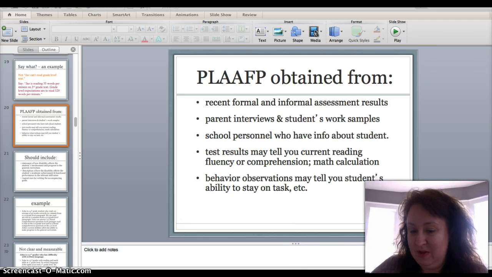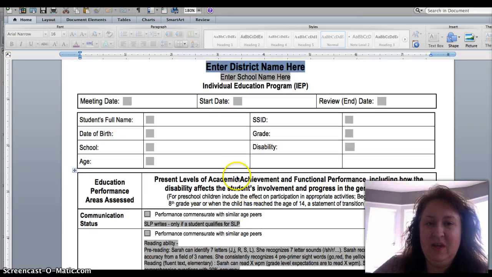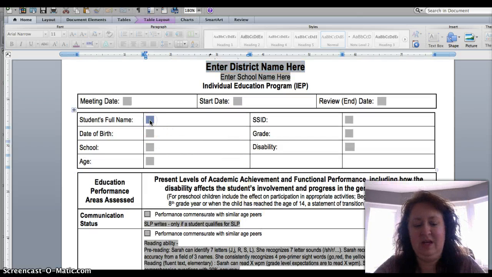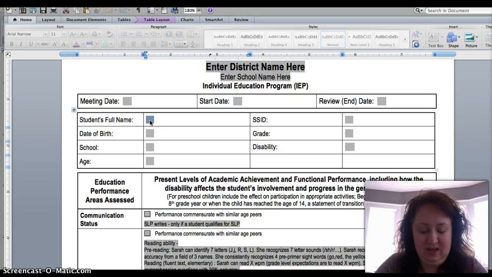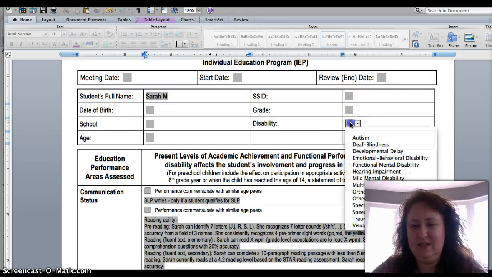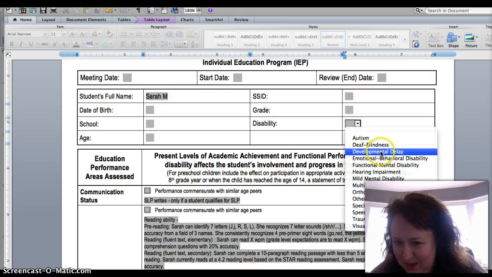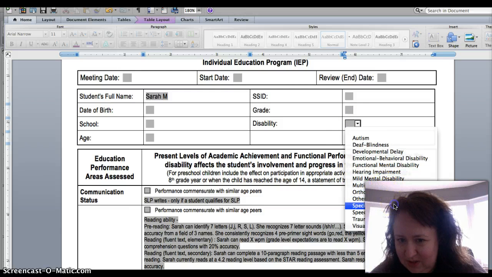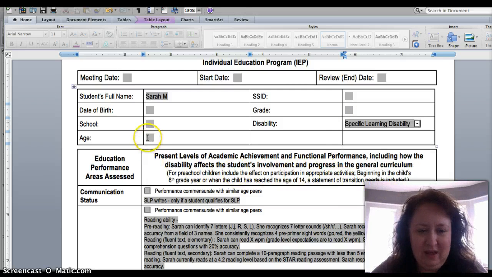I am going to flip to Word, to the actual IEP, to give us some information here. So for your assignment, you are going to create a name for your student. And I'm going to use the name, oh, it's already down there. Sorry, I'm going to use the name Sarah M. And at a school, you're usually going to be filling this out in the computer and adding information, but you want to make sure you completely fill out the top. For a disability, I'm going to use the scroll down menu, and I am going to choose specific learning disability. And we are going to say that Sarah is 10.